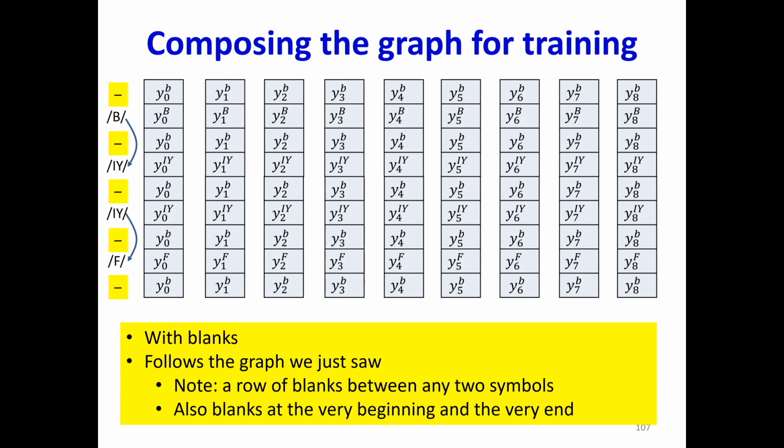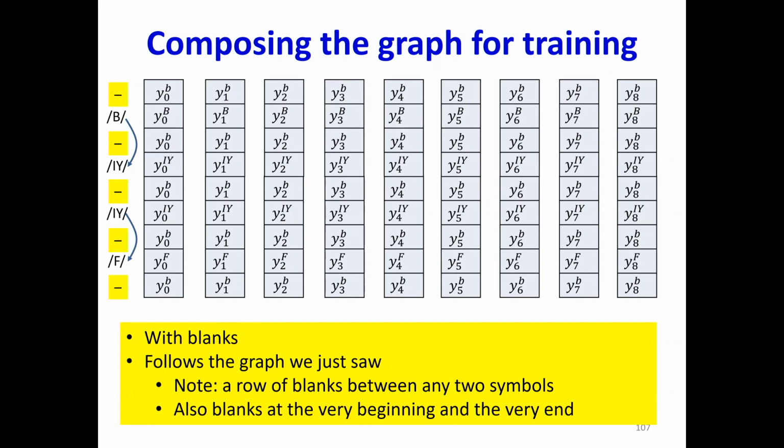Then I can go straight from B to E, but I can't go straight from E to E. Because if I went straight from E to E, they would get compressed out of existence. One of them would get compressed out of existence. So whenever I have a repetition of a symbol, I do need to have a blank in between, mandatorily, right? But blanks can optionally occur on either side of every other symbol.